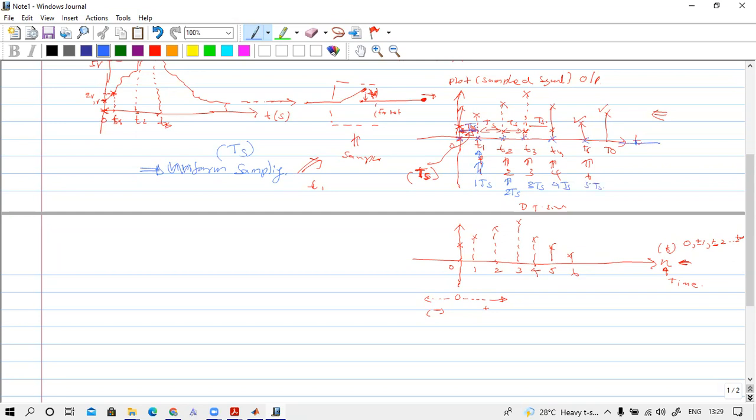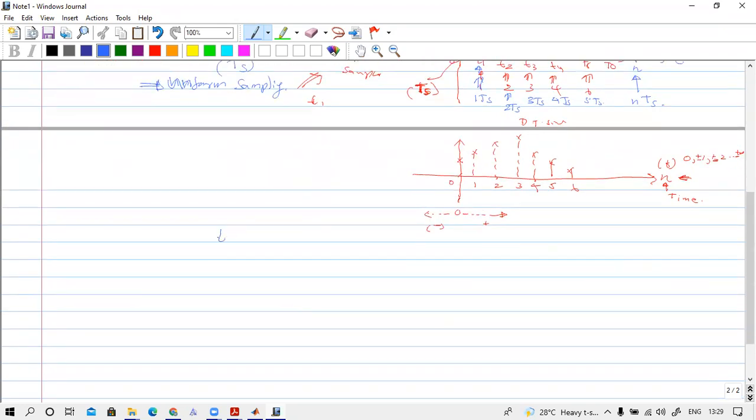So if we have n samples, what is the time instant of this sample? That is n Ts. So we can say t is equal to n Ts, where n is the number of samples and Ts is the time between two samples, and we call it the sampling time.